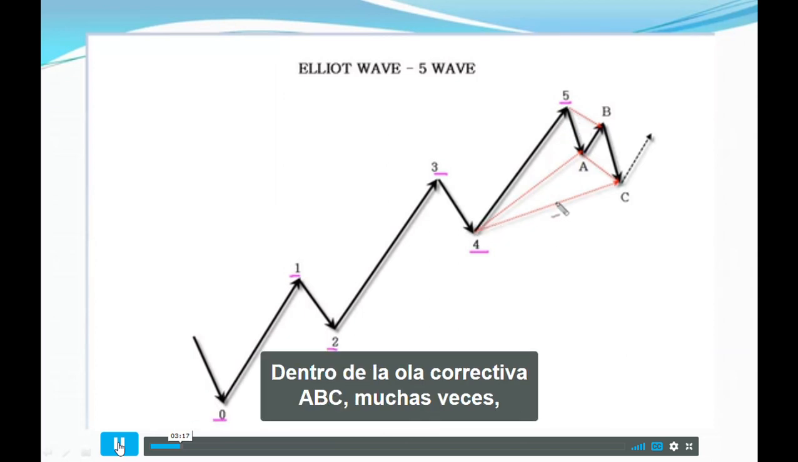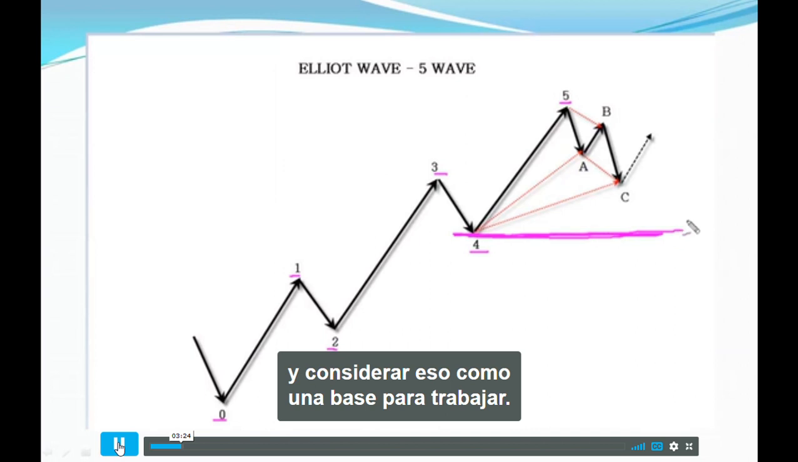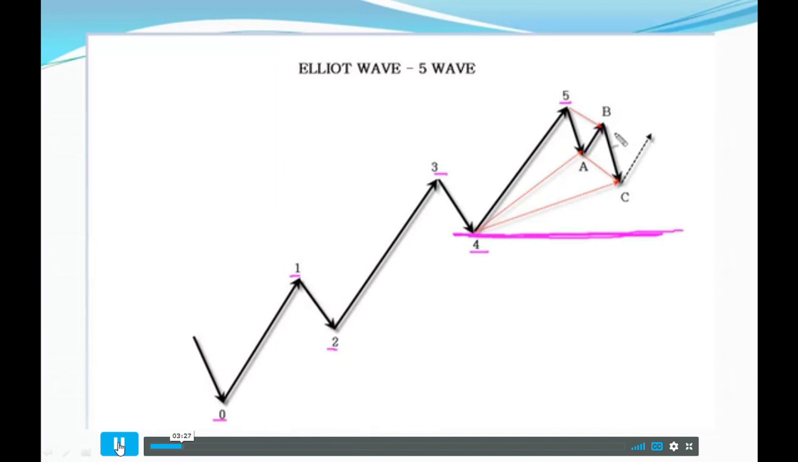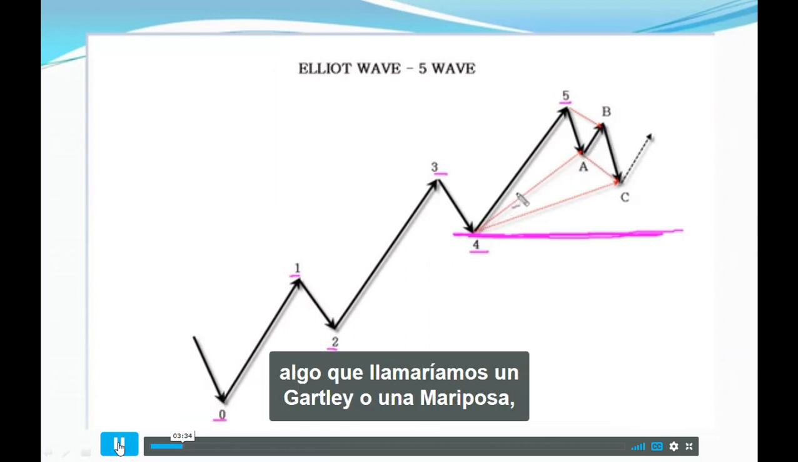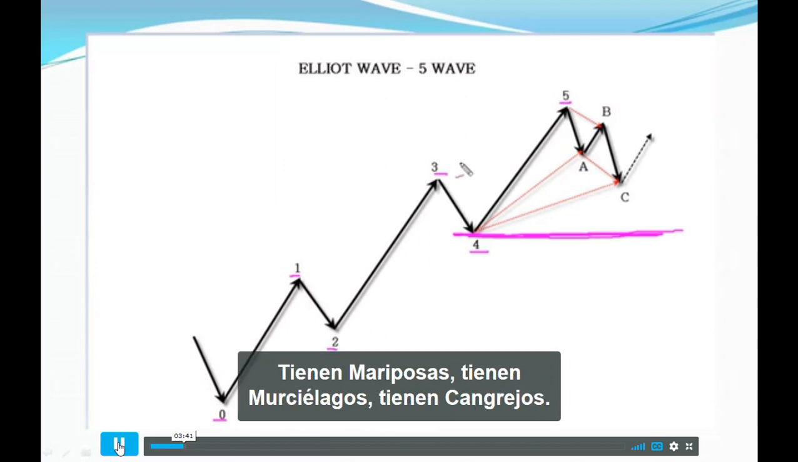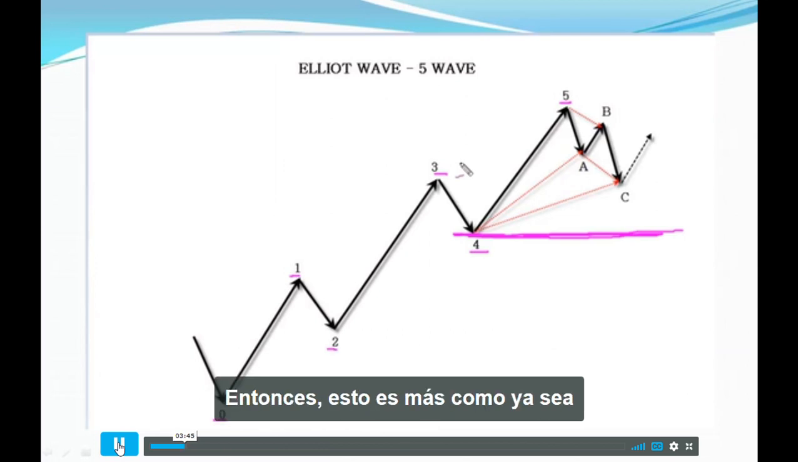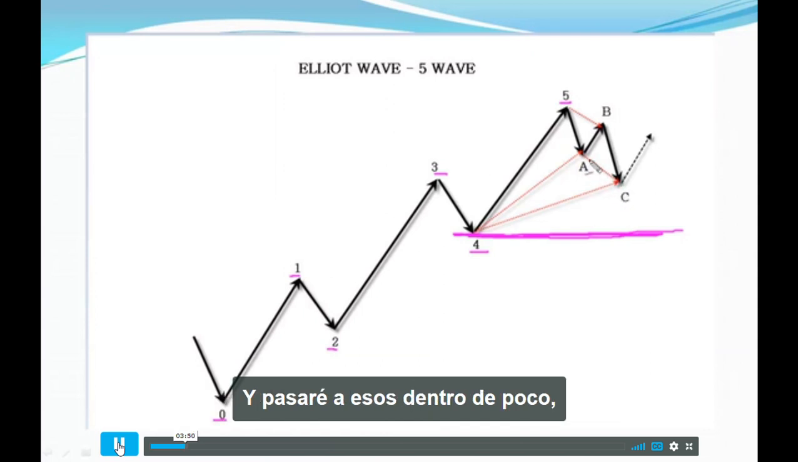Within the ABC corrective wave, many times you could take this fourth swing, this last pivot, and consider that a base to work from. And then that ABC corrective wave actually looks like a harmonic pattern, something we would call a Gartley or a butterfly. You have bats, you have crabs. So this is more of either a bat or a Gartley type of pattern, and I'll get into those a little while.